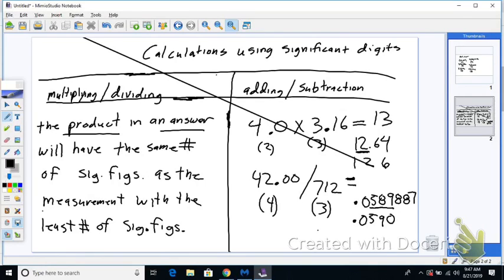Because if I write 0.059, how many significant digits is that? If I just wrote .059, how many significant digits is that? 2. I've got to write 3.